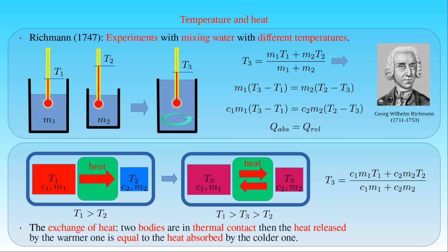As a result, an important conclusion can be drawn from Richmann's experiments. Heat is conserved in such an insulated system, that is, heat is not created or destroyed but transported within the system. We will see that the conservation of heat is one of the findings which led to the formulation of the first law of thermodynamics.